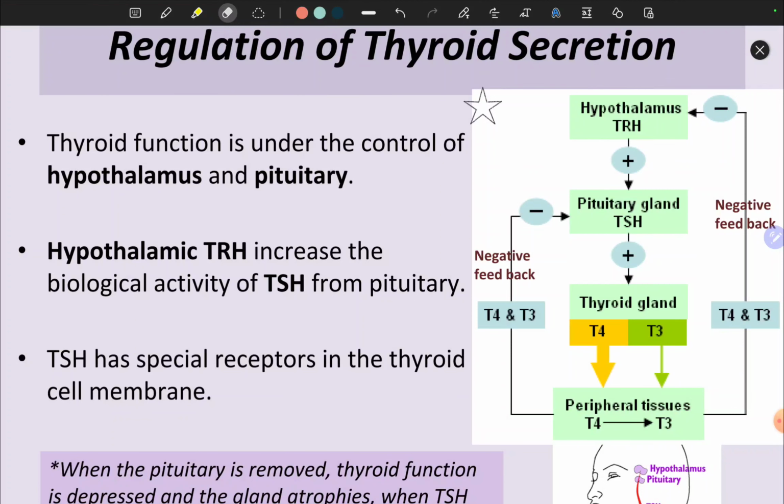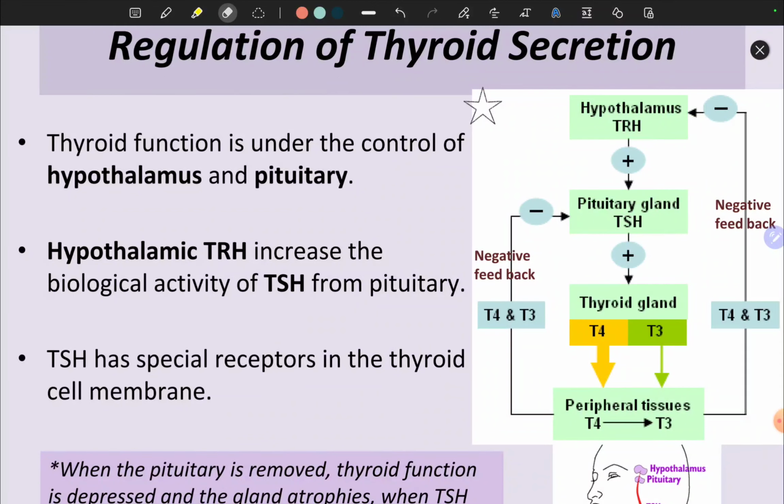What will happen when thyroid hormone increases? If the level of thyroid hormone increases, what will happen to this negative feedback? The feedback says: please, I have enough thyroid hormone, so don't make further TSH and don't make further TRH. Do not stimulate the thyroid gland, and do not release or synthesize more thyroid hormone.